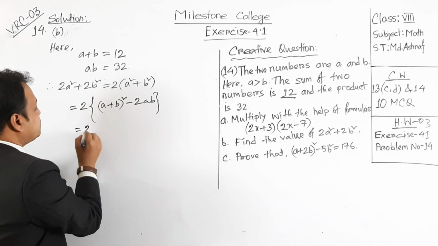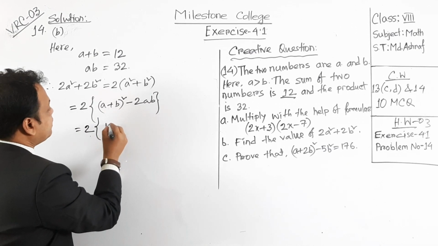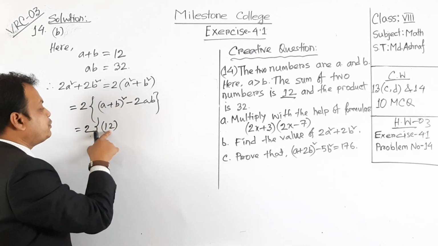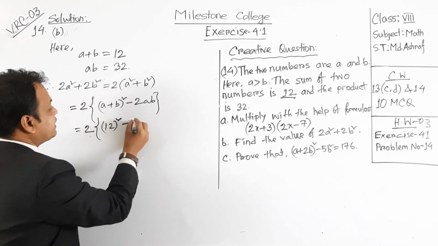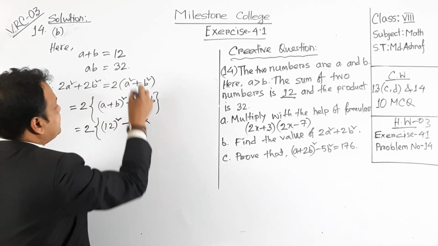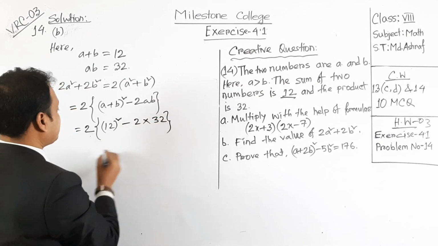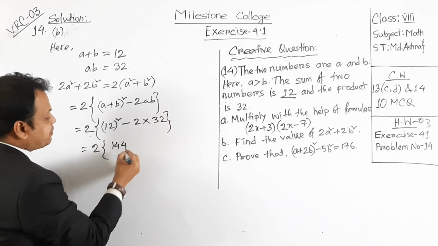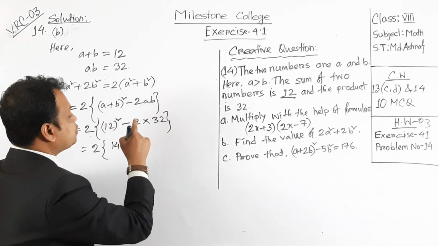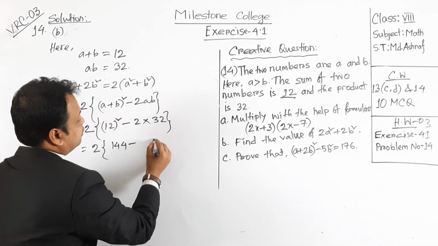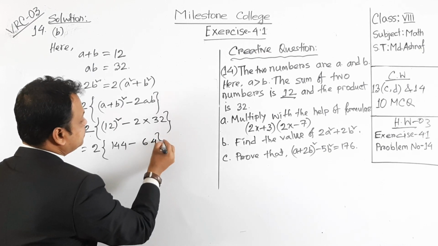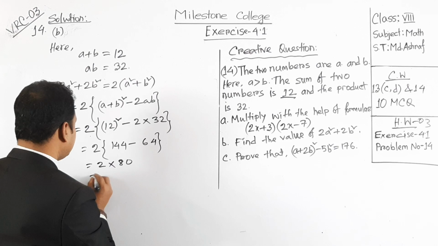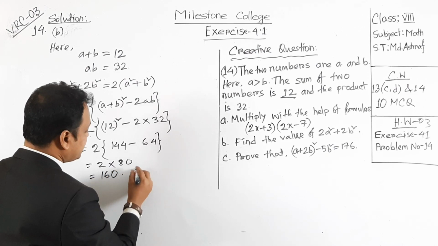Now put the value of a plus b, it will be 12. So instead of a plus b you put 12: 12 square minus 2 into ab. What is ab? 32. Then calculate this one. 2 multiply 12 square, that means 144, minus 2 into 32, that is 64. So subtract this one. What do we get? 80. 2 multiply 80 will be 160. So 160 is the result.